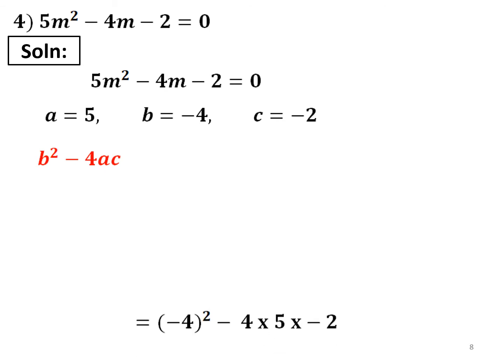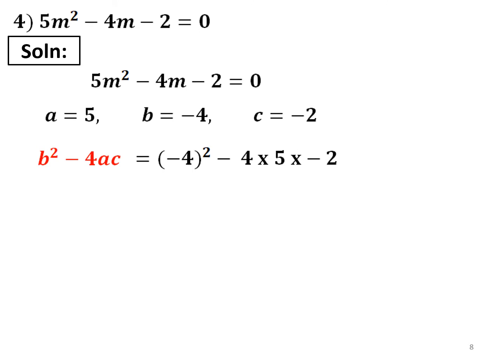On substituting the values, I get minus 4 the whole square minus 4 into 5 into minus 2. Minus 4 the whole square is 16. 4 5s are 20. 20 into 2 is 40. Minus and minus is plus. So we get 16 plus 40, which is equal to 56.